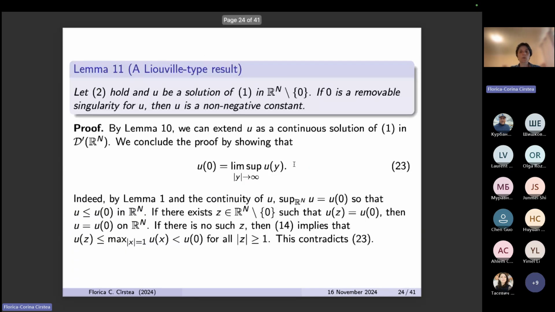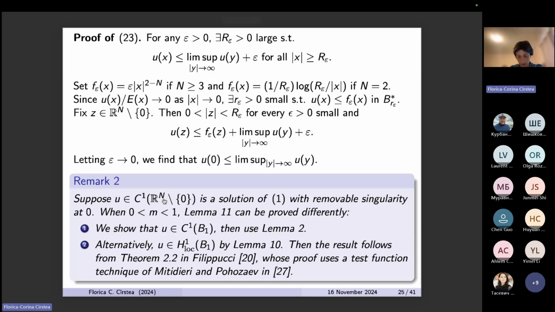And so you see it's quite simple by the comparison principle, but of course it relies on lemma 1, which is the critical ingredient to conclude.